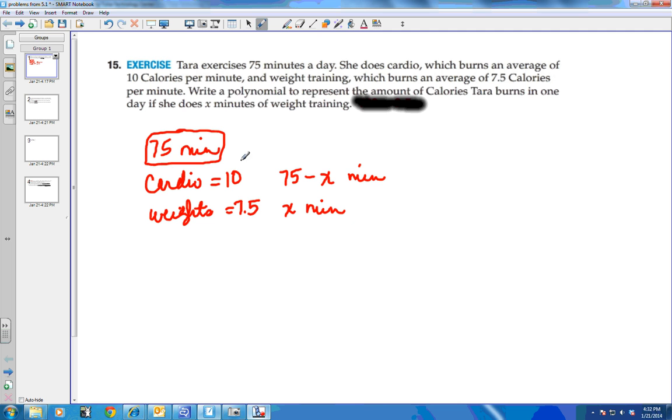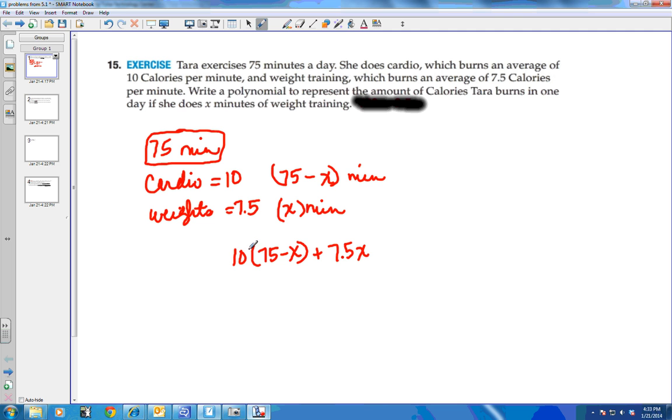And then all together is what they're wanting to know. The total. Write a polynomial to represent the amount of calories she burns in one day. So we're going to say, she has 10 calories for this amount of minutes, for every minute this represents, plus 7.5 calories times X amount of minutes. All right, so it's this times this amount, this times this amount.